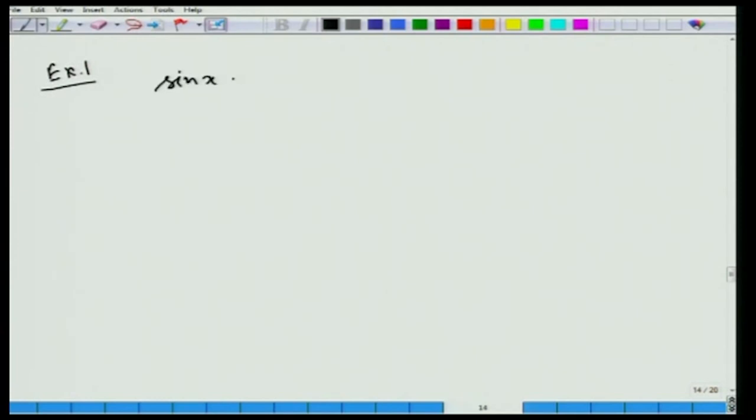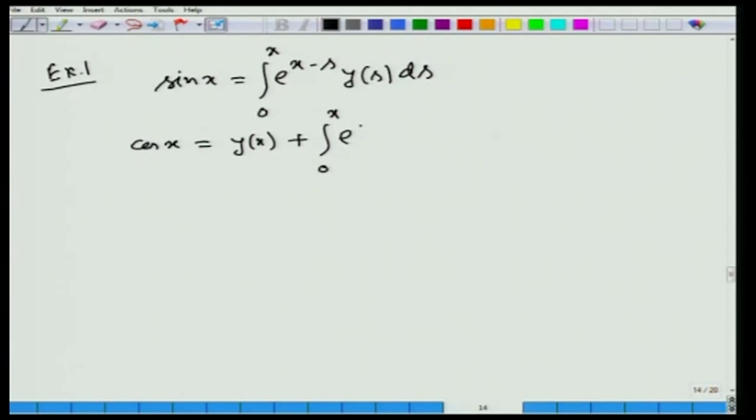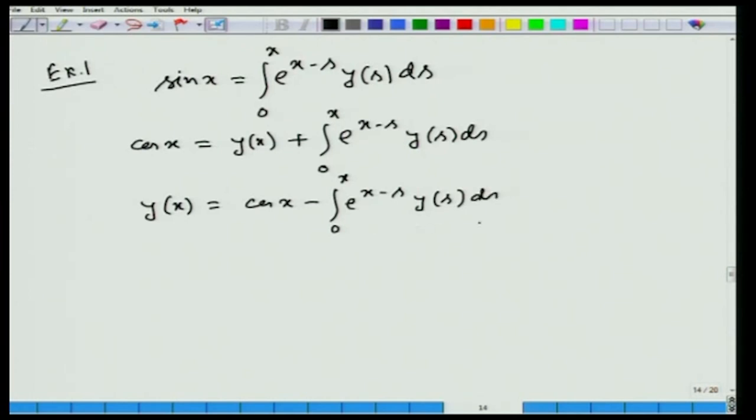We consider the equation sin x equal to integral 0 to x e^(x−s) y(s) ds. So, this is our f(x), this is the kernel, and this is y(s) ds. After differentiation we find cos x equal to y(x) plus integral 0 to x e^(x−s) y(s) ds. The resulting integral equation is y(x) = cos x minus integral 0 to x e^(x−s) y(s) ds. This is the Volterra integral equation of second kind, which we obtained by differentiating the given Volterra integral equation of the first kind.